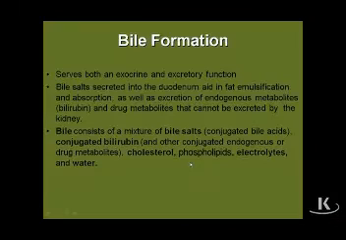Last but not least, let's talk about the exocrine function of the liver, and this certainly is an emphasis on bile formation. So bile salts are secreted into the lumen of the duodenum, and they aid in fat emulsification and absorption, as well as in being involved in the excretion of exogenous metabolites like bilirubin and drug metabolites that cannot be excreted by the kidney. So bile consists of a mix of bile salts, which are mainly conjugated bile acids, conjugated bilirubin, and other endogenous drug metabolites, and they also include cholesterol, phospholipids, electrolytes, and water.